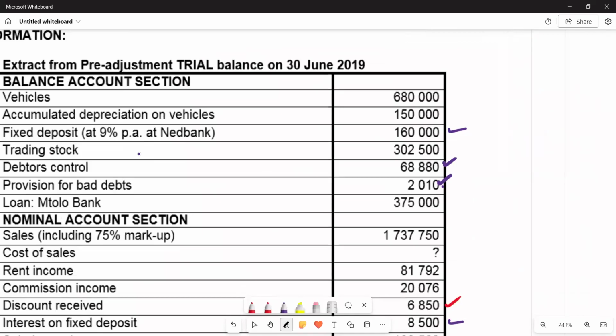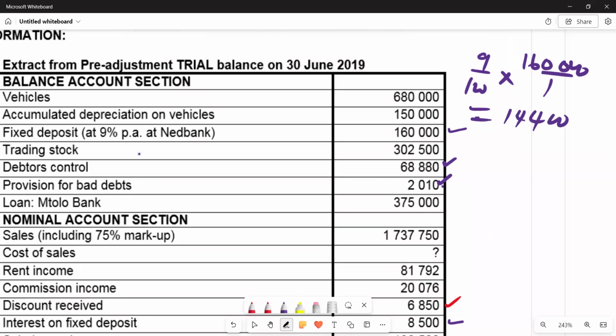So we are going to say 9/100. And then we multiply by the fixed deposit that we are having, 160,000 over 1. So we try to calculate it as such. 0.09 is a decimal 9%. And then we multiply by 160,000. You get your 14,400. So the interest that was supposed to be received for the period is 14,400.